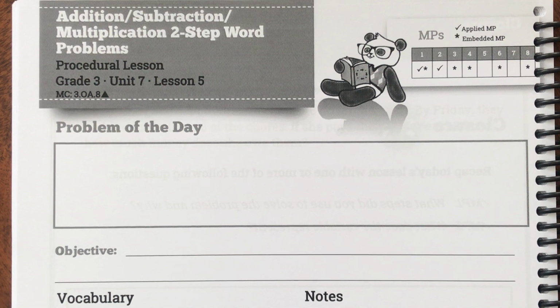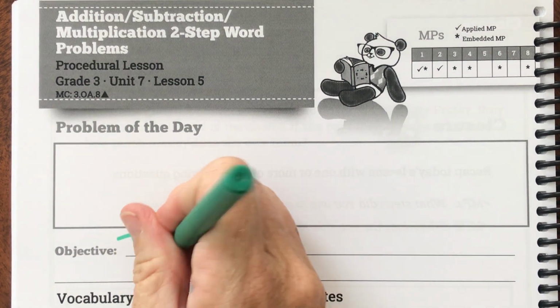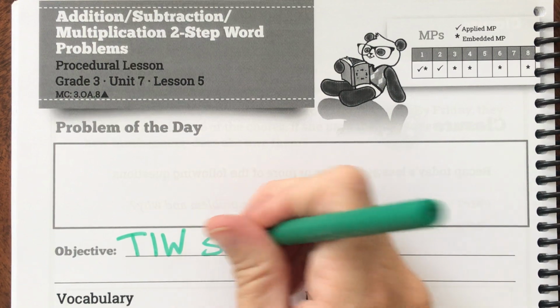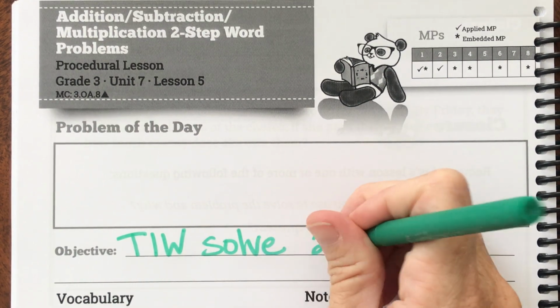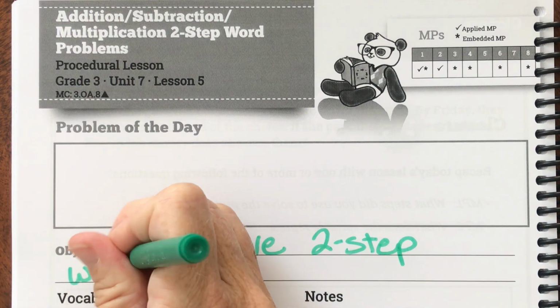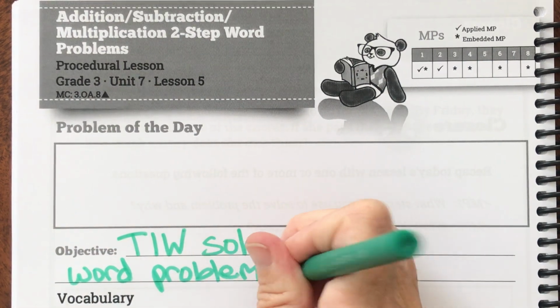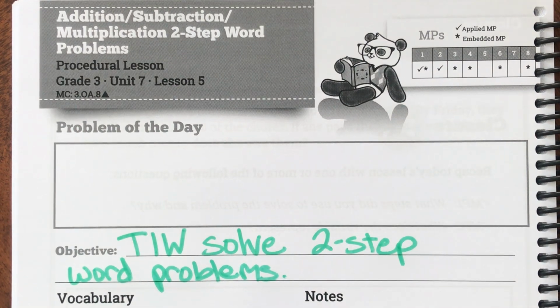Today we are on page 191 of your student journal, and our goal for today is: I will solve two-step word problems. Okay, so we actually did this in our last video.